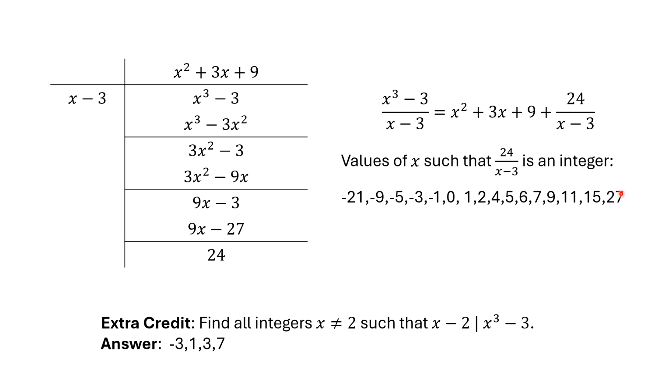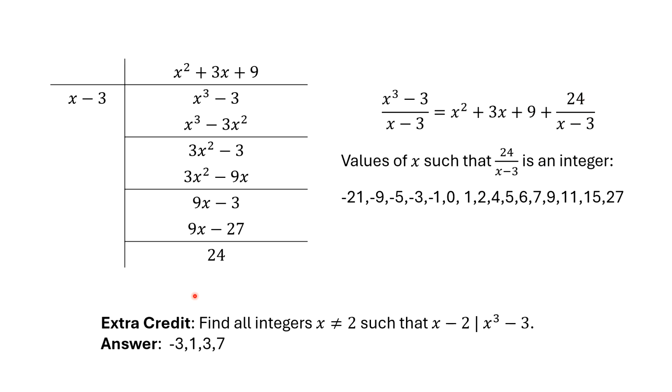And notice if you go beyond 27, you're going to start getting fractions, and if you go below minus 21, you also get fractions. And of course, there's some gaps in here where you will also get a fraction, like 12, for example. If you have 12 minus 3, that's 9. 9 doesn't divide exactly into 24, so you get a fraction in that case.